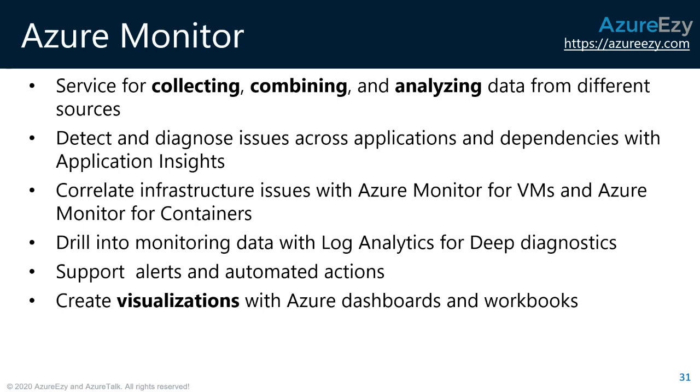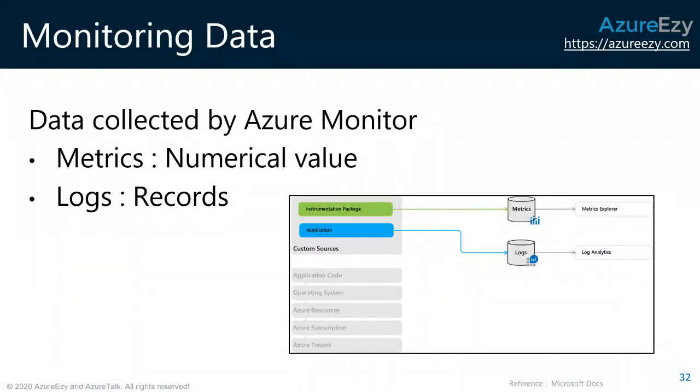Now, with Azure Monitor, what type of data is actually collected? In broad categories, the data collected by Azure Monitor is categorized in two parts. One we call metrics, and the other we call logs. For any source that it will be collecting from, it is generally categorized in two parts. One is a metric. A metric is what? That is a numerical value.